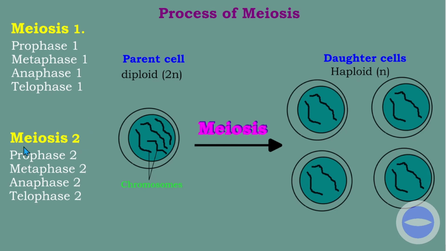And then we have meiosis 2. Meiosis 2 contains prophase 2, metaphase 2, anaphase 2, and telophase 2. So this is what meiosis does. Meiosis halves the number of chromosomes, and all of this process takes place from here until we produce these 4 daughter cells. So they went through this process before we can have 4 daughter cells.